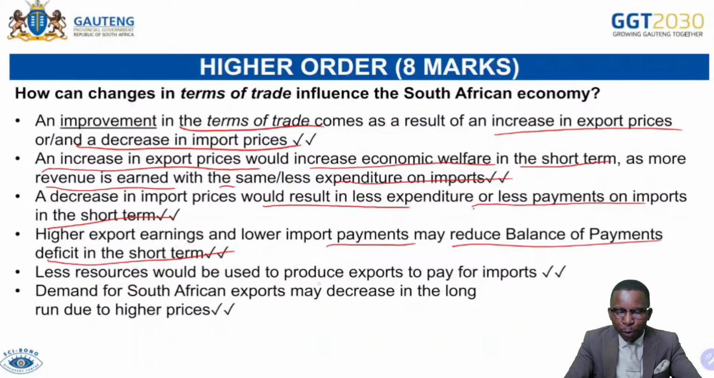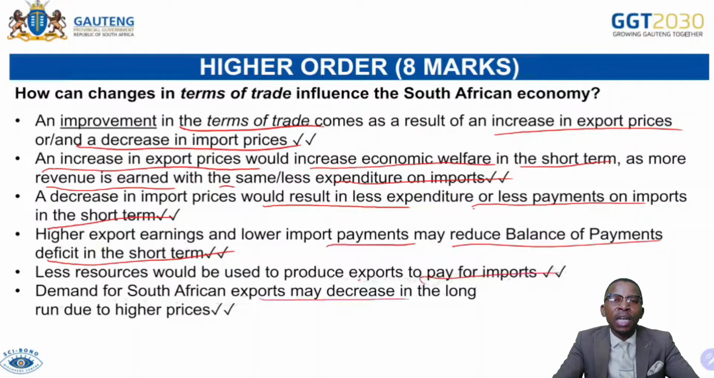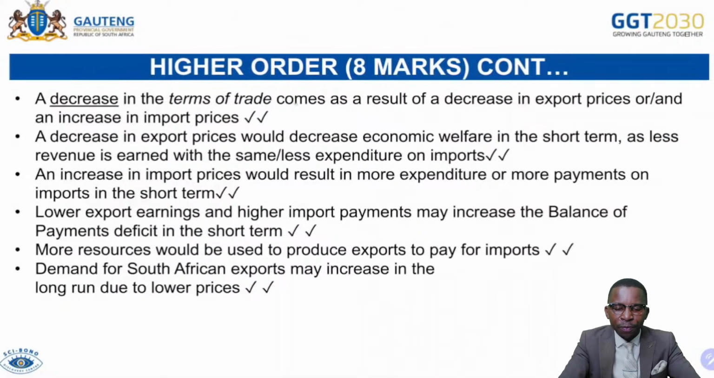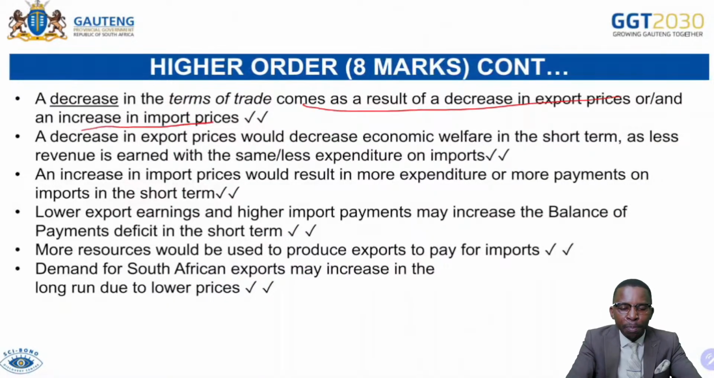Less resources will be used to produce exports to pay for imports. And then demand for South African exports may decrease in the long run due to high prices in case our exports are demand elastic. A decrease in terms of trade comes as a result of the decrease in export prices and increase in import prices.